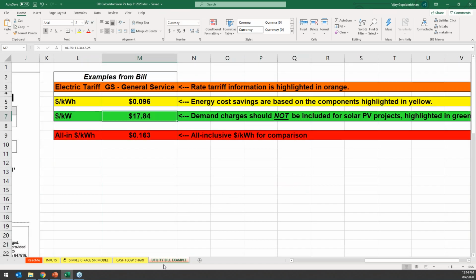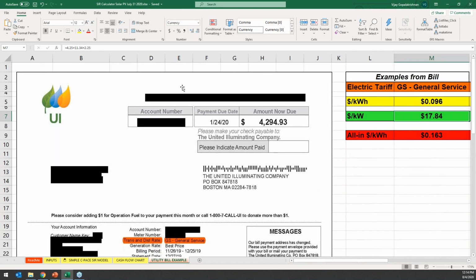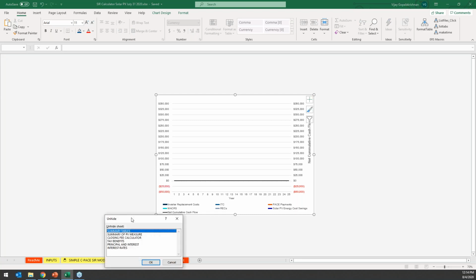The utility bill example is just how to calculate the tariffs and things like that we'll go into detail on. In addition to that, we also have summary tables, which is just a summary of the project. You'll see that. And then a summary of the PV measure, which is where a lot of the energy-related calculations occur. There's no data entry for that particular tab. There's a closing fee calculator tab. The closing fee calculator tab is how, when you go for CPACE financing, there's a closing fee associated with that financing. So this shows you how we calculate the closing fees.